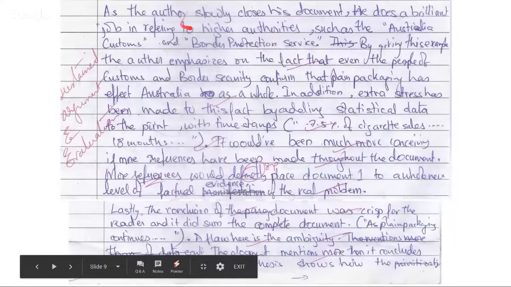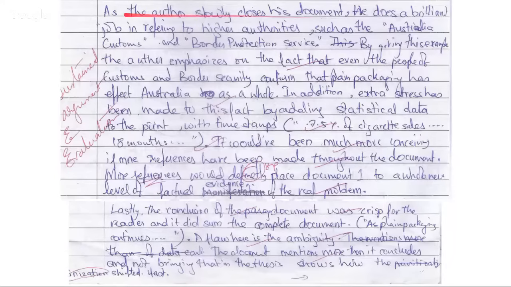As the author closes his document, he does a brilliant job in referring to higher authorities such as the Australia Customs and Border Protection Service. By giving this example, the author emphasizes the fact that even people of customs and border security confirm that plain packaging has affected Australia as a whole. In addition, extra stress has been made to this fact by adding statistical data to the point, with timestamps: 7.5% of cigarette sales, 18 months.